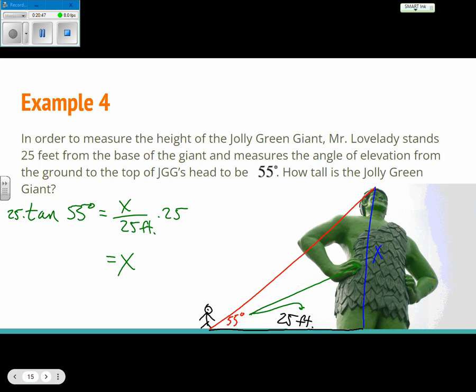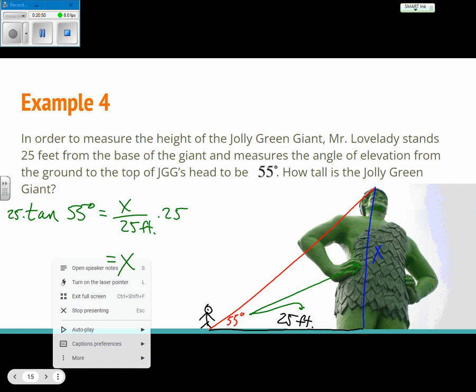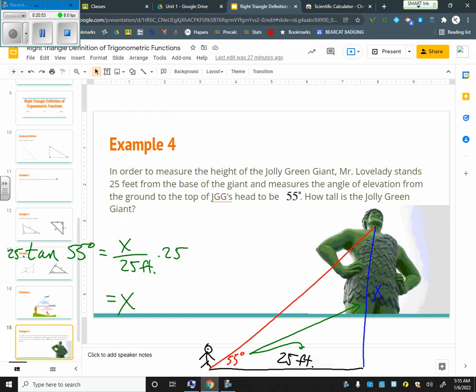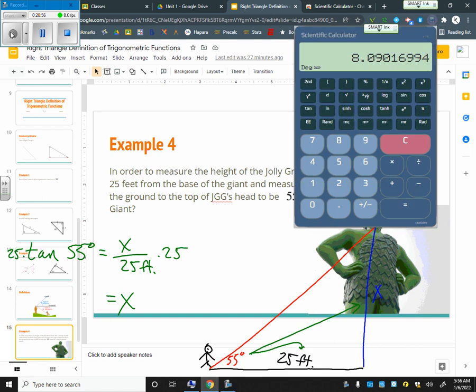Gotta get my handy dandy calculator. Hold on. Is that the right one? Yeah. Okay. So clear it out. I'm going to do tangent of 55. So that gave me kind of a bigger number. And then multiply that by 25. 35.7. So the Jolly Green Giant is going to be 35.7 feet tall. Pretty good giant right there.